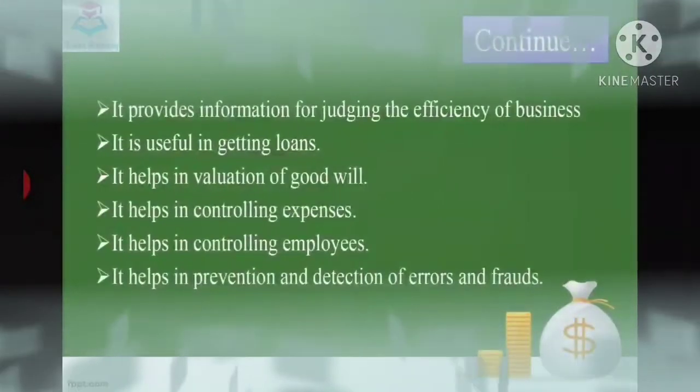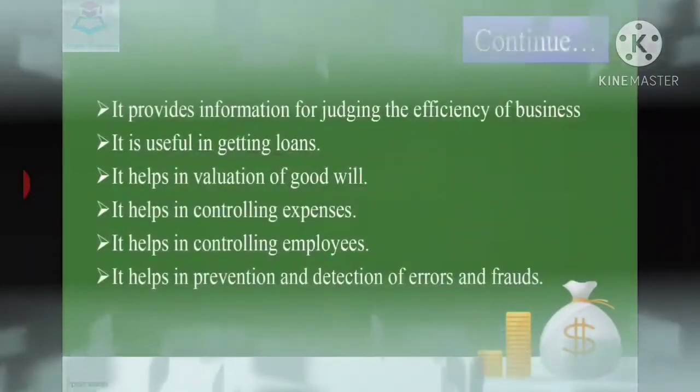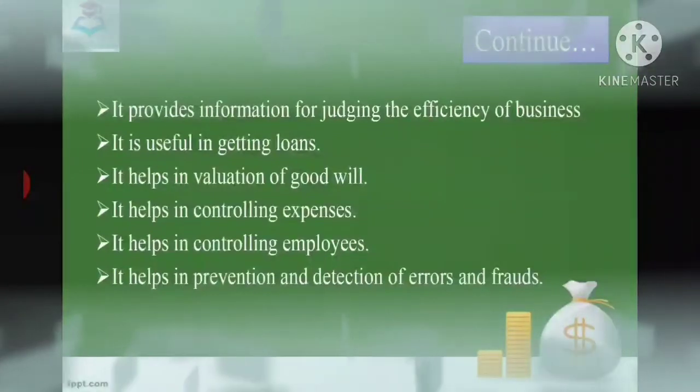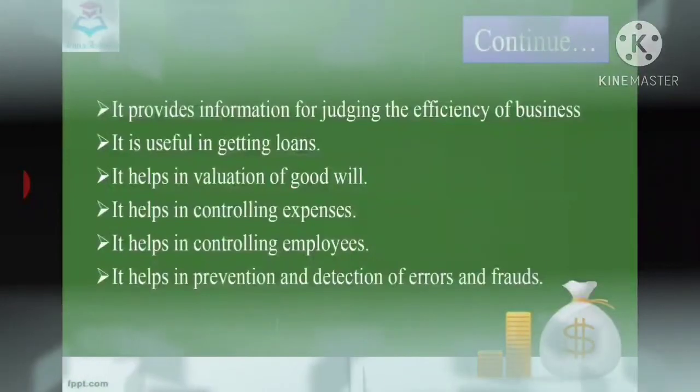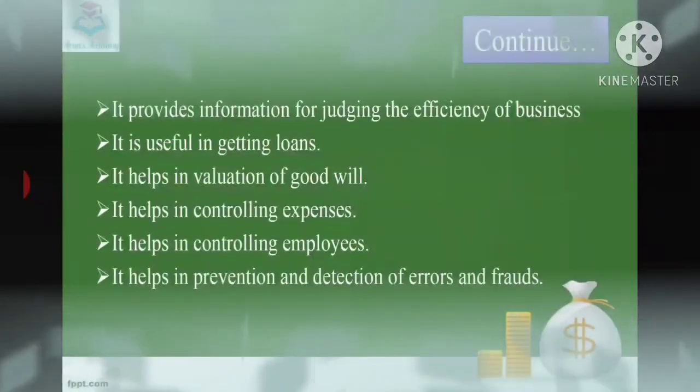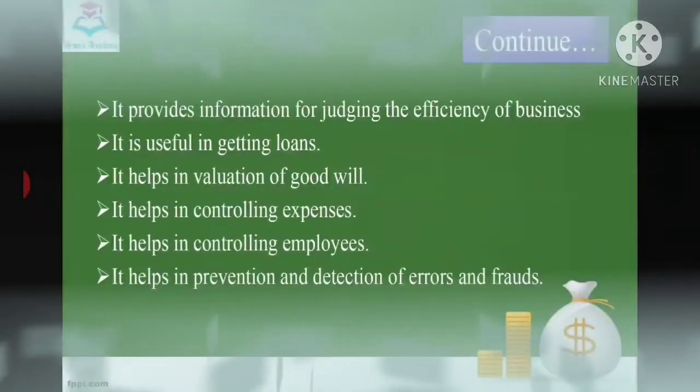Next, it provides information for judging the efficiency of the business. With the help of accounting information, we can judge the efficiency and effectiveness of our business activities. Efficiency means the effective level of our business: where we are, where we are going, and what our position is. It provides effective information about the business.